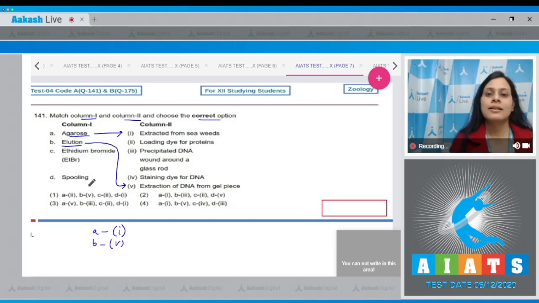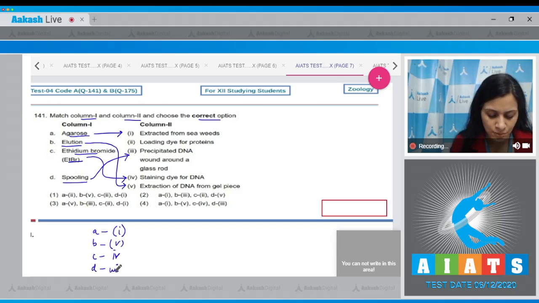The next option in column 1 is ethidium bromide. Ethidium bromide is a staining dye for DNA, and so C option goes with fourth option in column 2. The next option is spooling, and spooling is when precipitated DNA is wound around a glass rod. So D in column 1 goes with third option in column 2. So the correct answer to this question is option number 4, A with 1, B with 5, C with 4 and D with 3. The correct answer is option number 4. Let's move on to the next question.